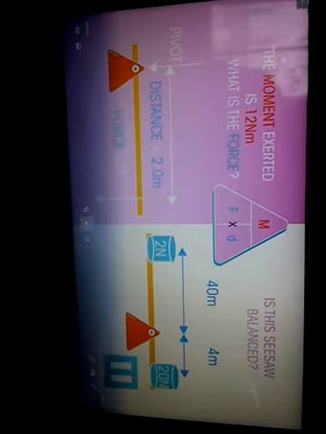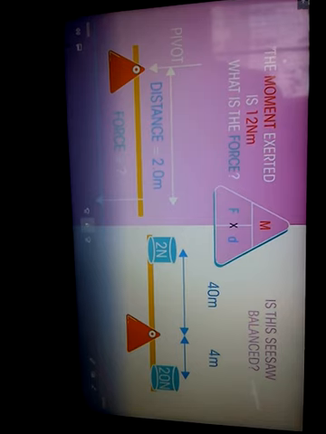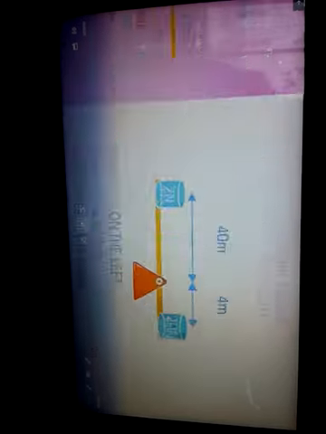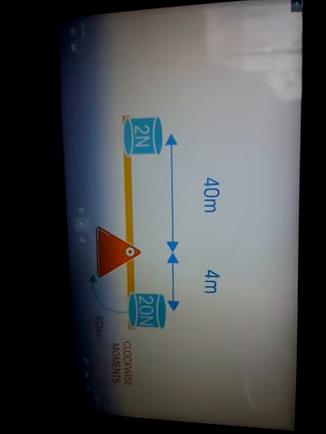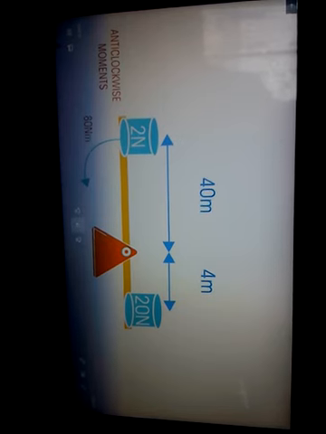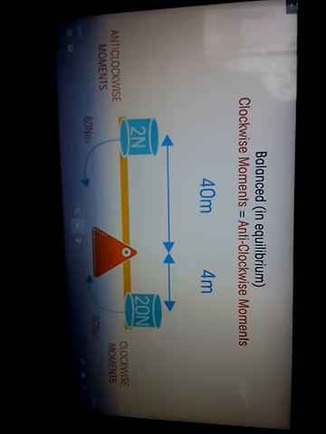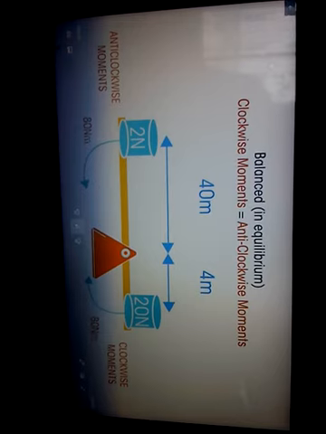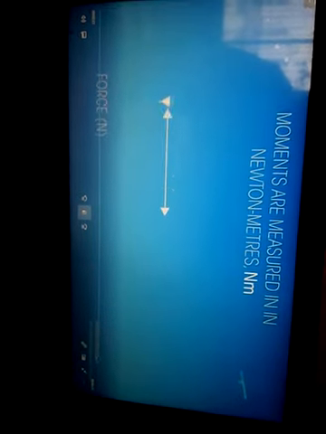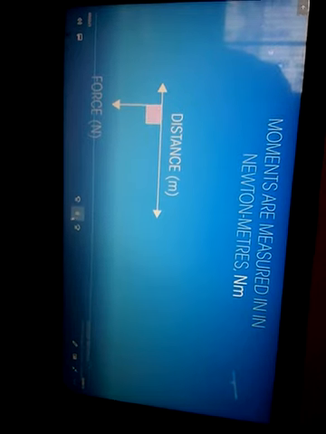Here are 2 more questions for you to try. Pause the video and work them out. Did you get both questions right? For this seesaw, we do actually say clockwise moments and anti-clockwise moments. And for something to be balanced, the clockwise and anti-clockwise moments must be equal. So there we have moments. They're measured in Newton meters and are the force multiplied by the perpendicular distance.